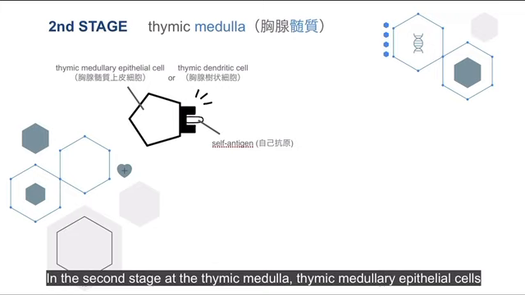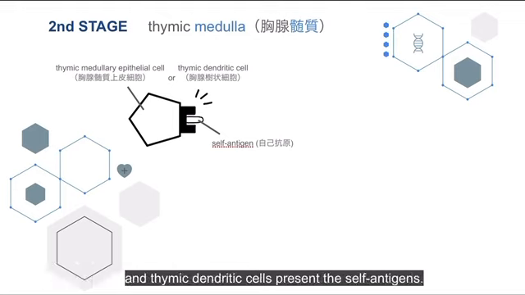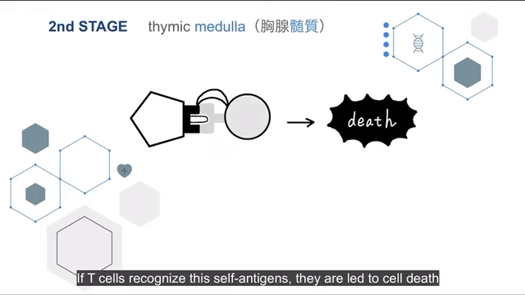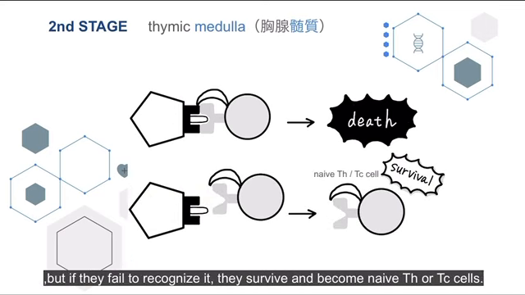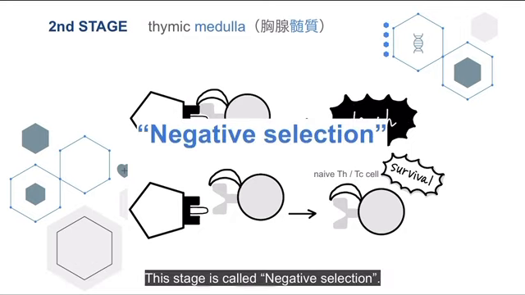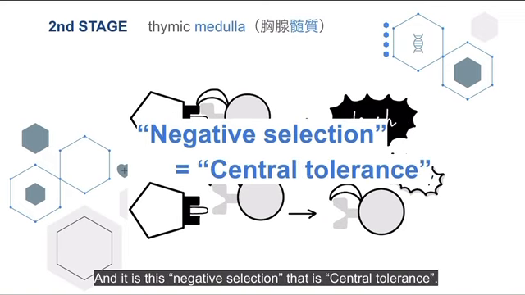In the second stage at the thymic medullary epithelial cells and thymic dendritic cells present the self-antigens. If these cells recognize these self-antigens, they are led to cell death, but if they fail to recognize it, they survive and become naive Th or Tc cells. This stage is called negative selection, and it is this negative selection that is central tolerance.